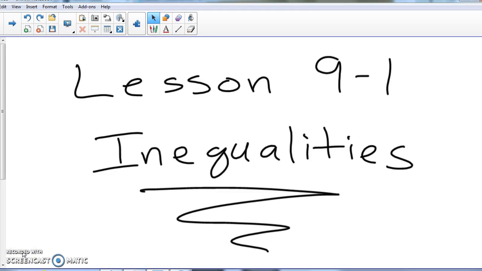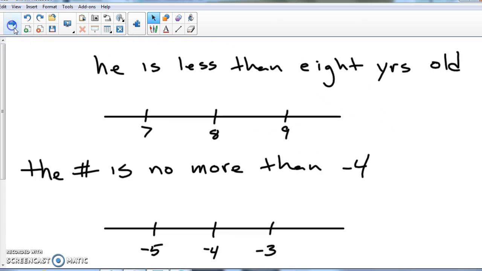All right, today we are going to look at Lesson 9.1, Inequalities. An inequality looks like this. We're talking about something that's not equal to something else. So, for example, he is less than 8 years old. We don't know how old he is. We do know that he is less than 8 years old.